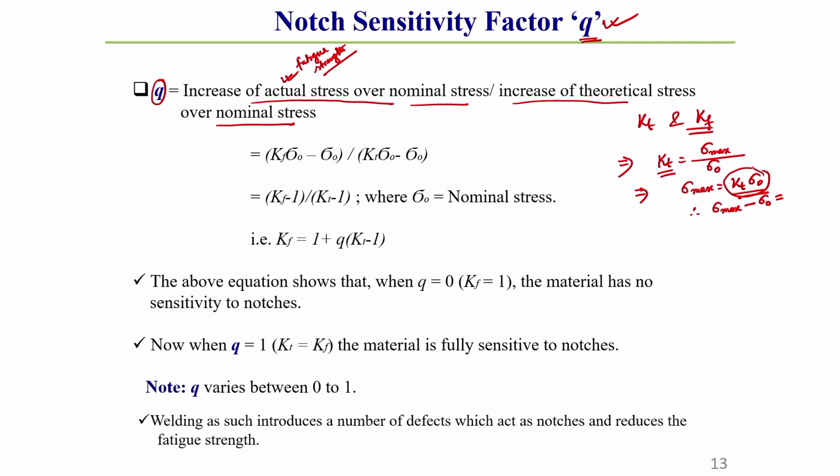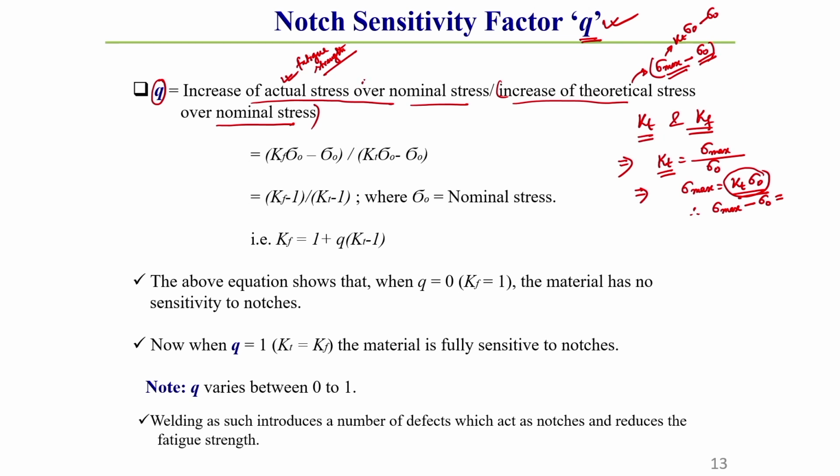This bottom term which I am showing is actually sigma max minus sigma 0. This is the increase of stress due to the theoretical stress concentration factor. What is sigma max here? Sigma max is equal to Kt into sigma 0 minus sigma 0, correct. Now, this is based on the theoretical stress concentration factor.